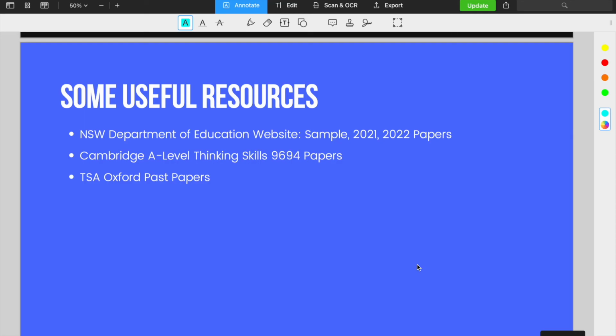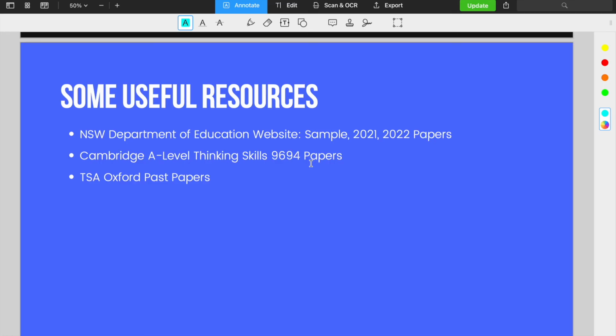Some useful resources. I would highly recommend that you make sure you understand every single question, I must say, in the sample paper and the 2021-2022 papers on the New South Wales Department of Education website. You can also Google Cambridge A-Level Thinking Skills paper 9694. So you just type that into Google, you'll have a whole bunch of websites come up and you have pretty much open access to these papers.